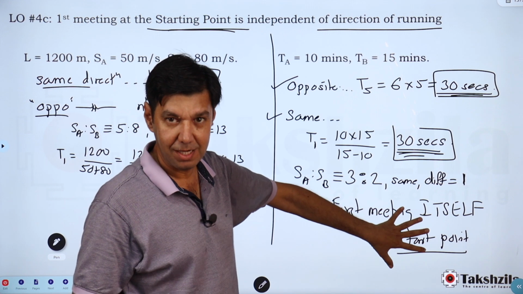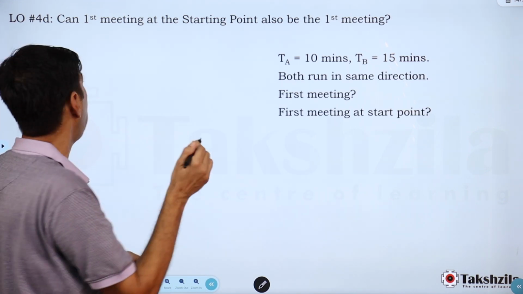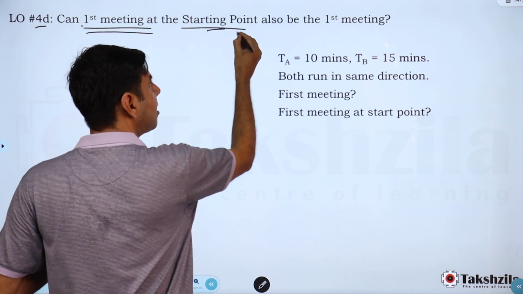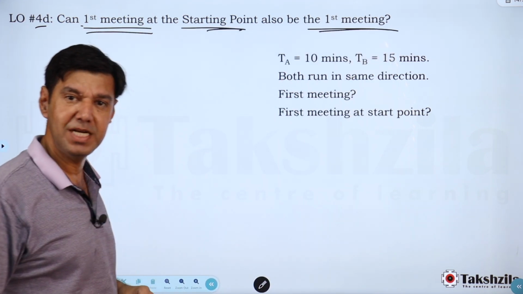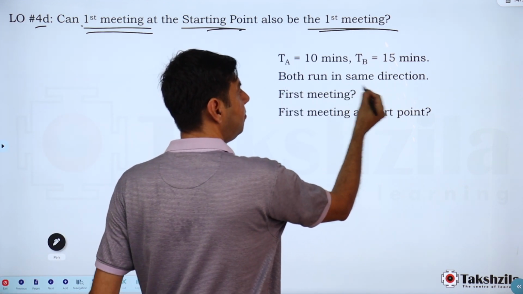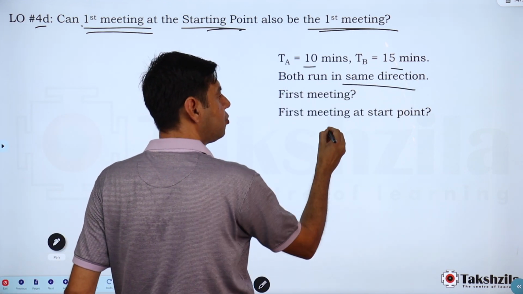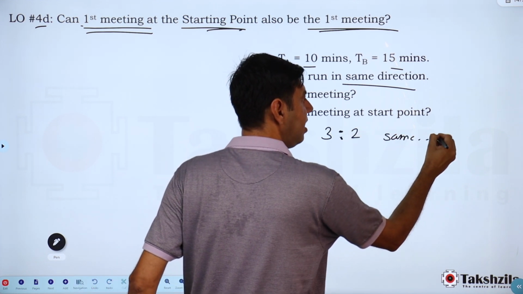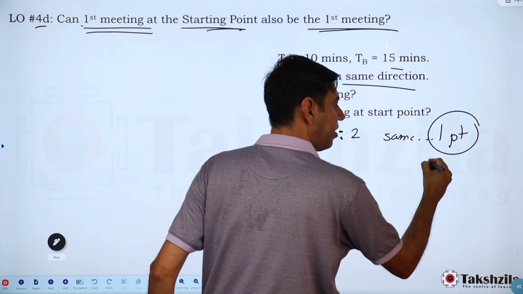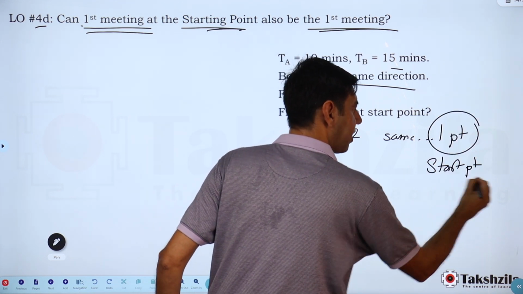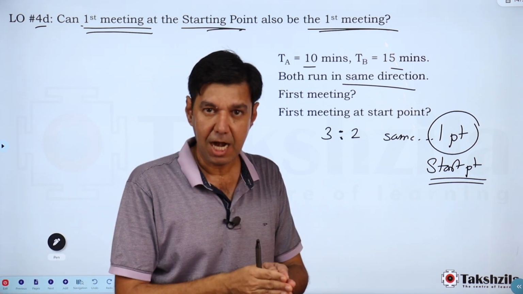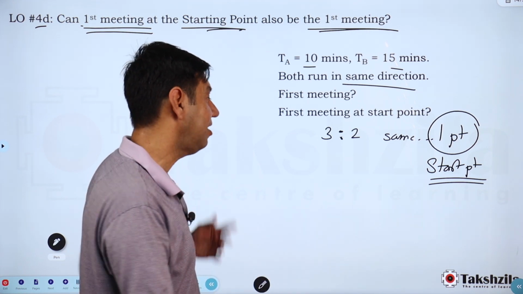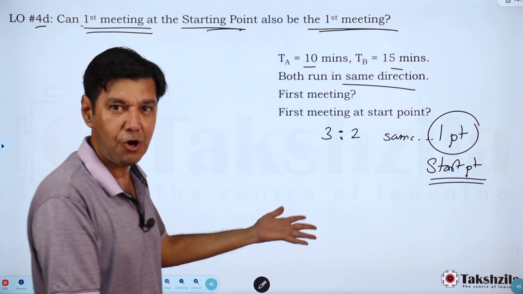And what we figured out is a very small point. Can the first meeting at the start point also be the absolute first meeting? Pretty much that is what we saw. If both run in the same direction, the ratio of the speeds is 3:2, and since they are in the same direction, they will only meet at one point, and that one point is the start point. So the first meeting, the absolute first meeting, will also be at the starting point. In fact, if they keep running, there is only one point they will meet, right?